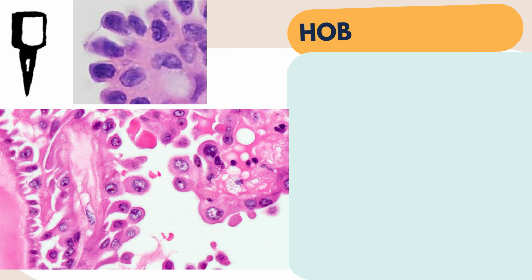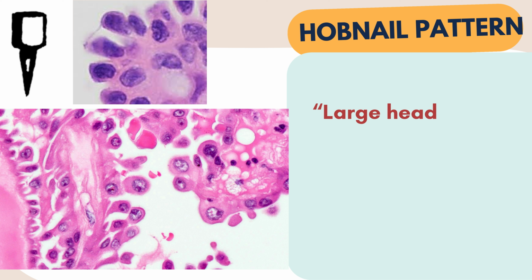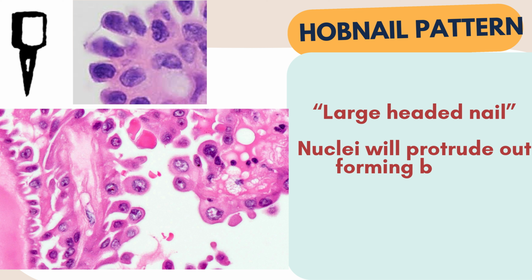Another interesting pattern is hobnail pattern, which looks like a large-headed nail. The nuclei protrude out of the cell forming little bumps. This pattern is seen in angiosarcoma and in Arias Stella reaction.